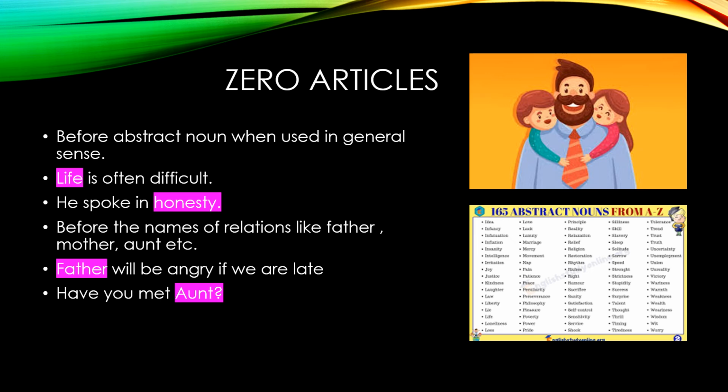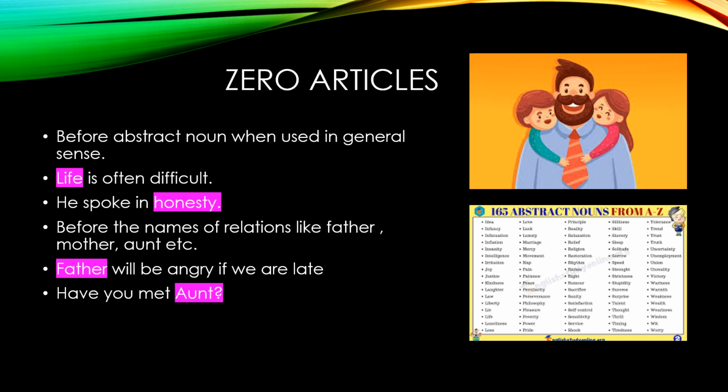We do not use articles before an abstract noun when used in a general sense. For example, life is often difficult. The abstract noun in the following sentence is life. Example 2. He spoke in honesty. The abstract noun in this sentence is honesty.